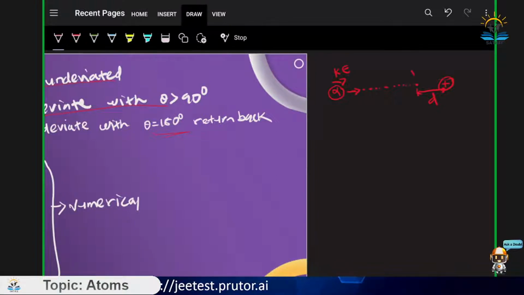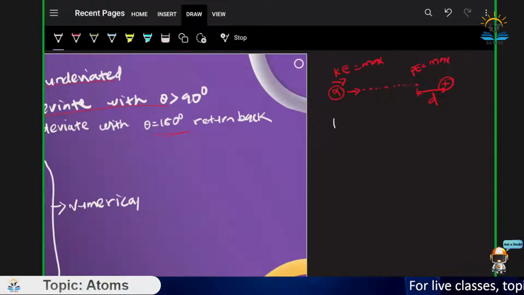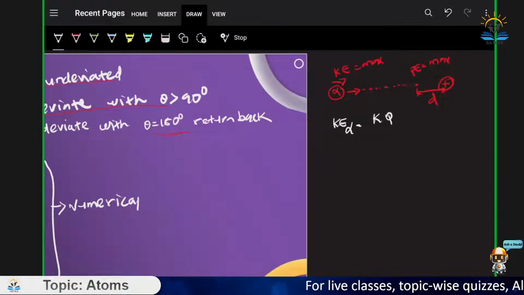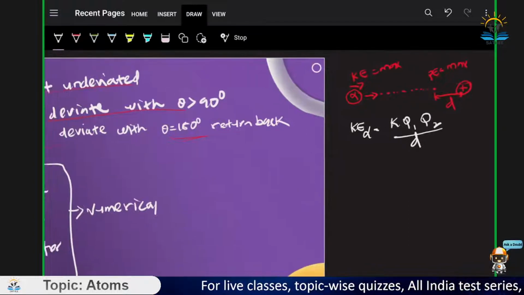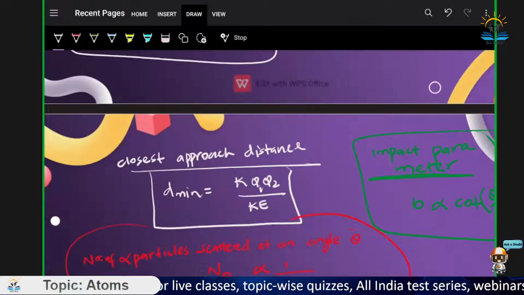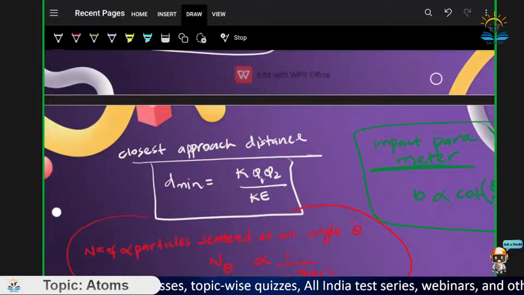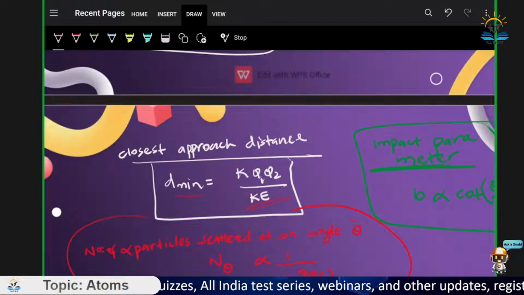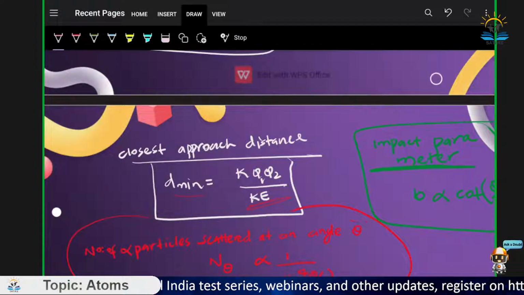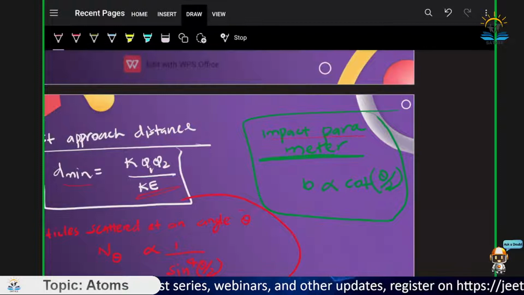Here potential energy will be maximum, and at the start kinetic energy will be maximum. So the kinetic energy of the alpha particle equals the potential energy, which is k q1 q2 divided by d, where q1 is the charge of the alpha particle and q2 the charge of the nucleus. From this, the closest approach distance d minimum equals k q1 q2 divided by the kinetic energy of the alpha particle. Easy.